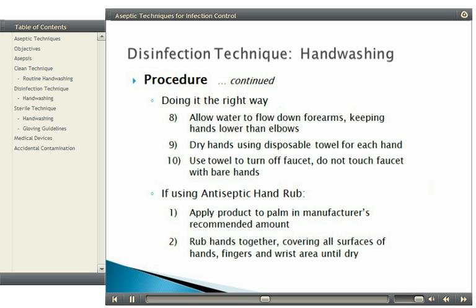If using an antiseptic hand rub: 1. Apply product to the palm in the manufacturer's recommended amount. 2. Rub hands together, covering all surfaces of the hands, fingers, and wrist area until dry.